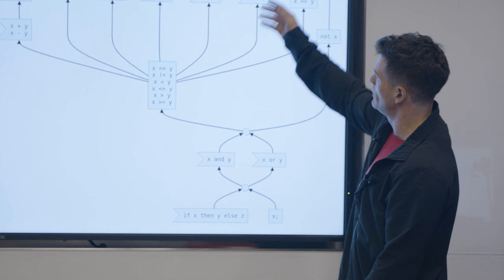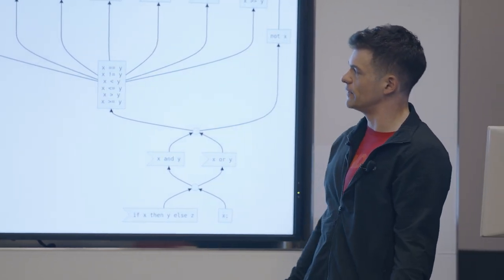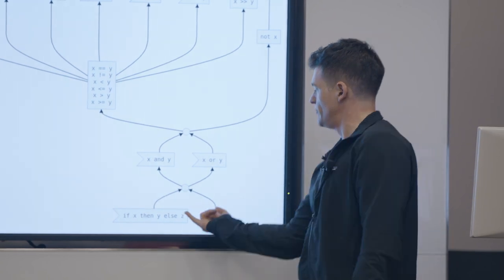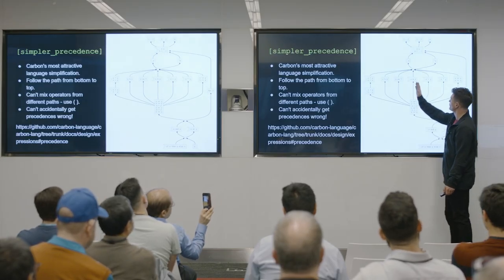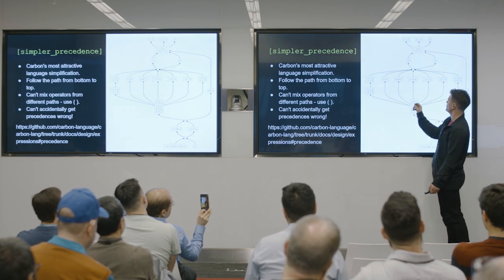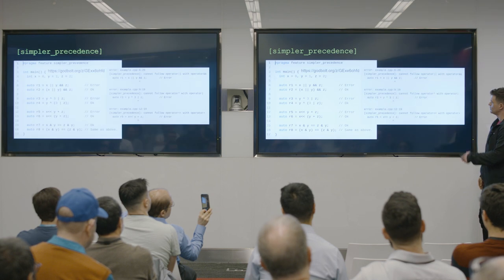So Google, the Carbon project, has this control flow graph. I think it's the most attractive language simplification. So you follow the chart from bottom to top, and you can only mix operators in one of these silos. And if you want to mix operators from multiple ones, you have to use parentheses to make your precedence explicit.